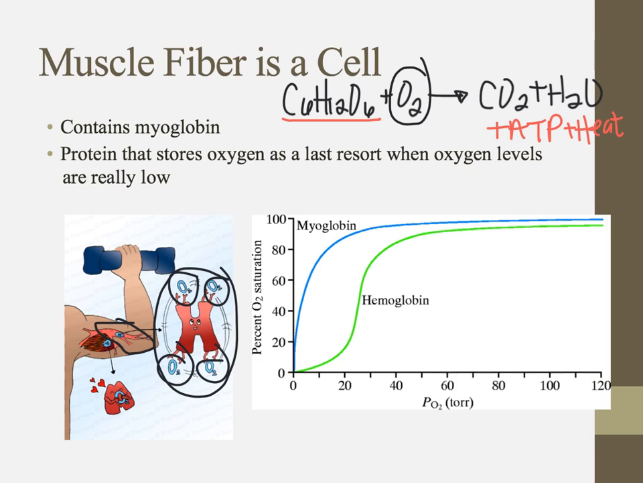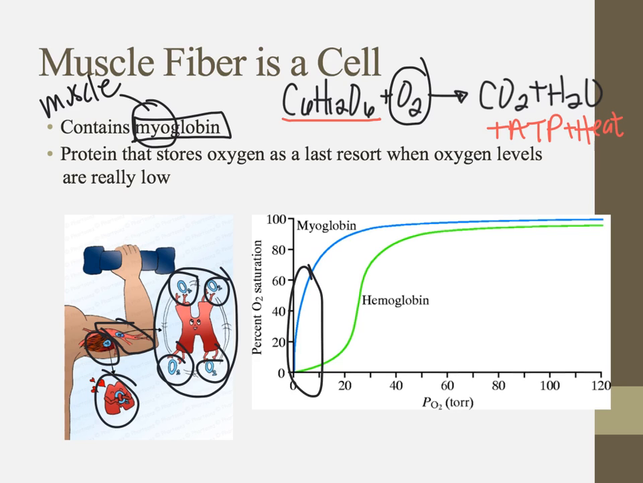Muscles contain another oxygen-carrying molecule called myoglobin. So this prefix myo, we're going to see this a lot. It refers to muscle. These are only found in muscle cells. Now, myoglobin can only have one oxygen, and it really has a high affinity for oxygen. So it's going to hold on to its oxygen until the last possible moment. So when oxygen levels are really low, myoglobin still has that oxygen. It can provide a last resort of oxygen storage.